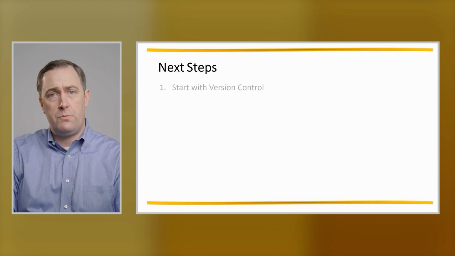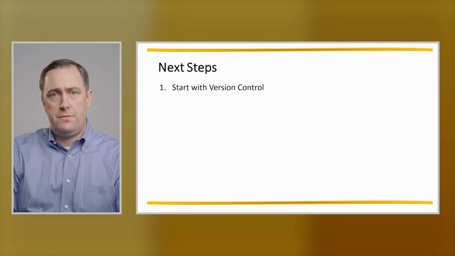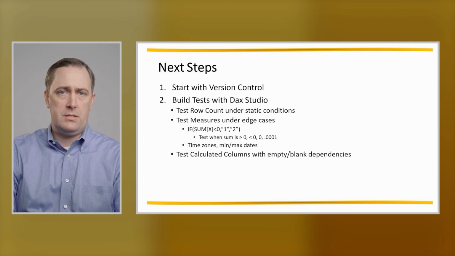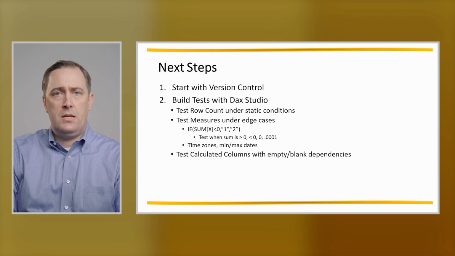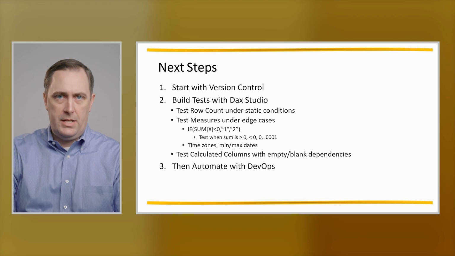The first is start with version control. If your folks are not familiar with Git, and they need some time to understand how it works, the best thing is to download GitHub Desktop and have them become familiar with working and committing Git to the Azure DevOps repo. Once your team or yourself are comfortable with version control, the next thing is to start writing manual tests. You can use DAX Studio and use the templates I have in the source code to build those tests. And finally, once you're comfortable with Git and building tests, then it's time to automate.